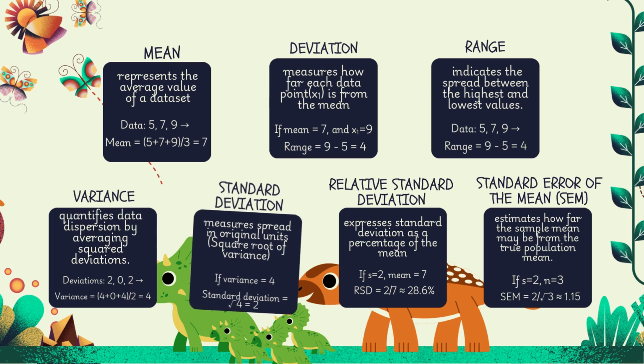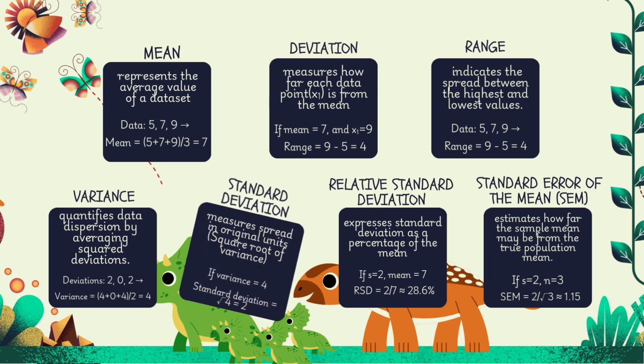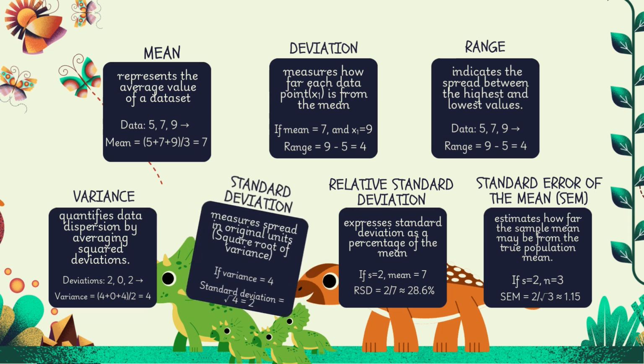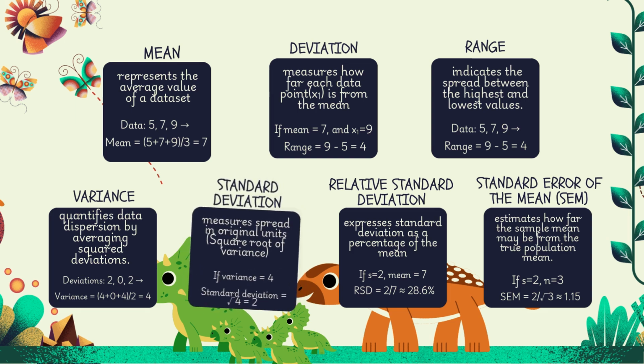Standard deviation measures spread in original units. It is the square root of variance, more interpretable than variance. For example, if variance is 4, then the standard deviation is 2.